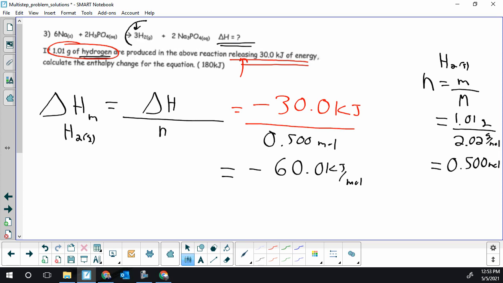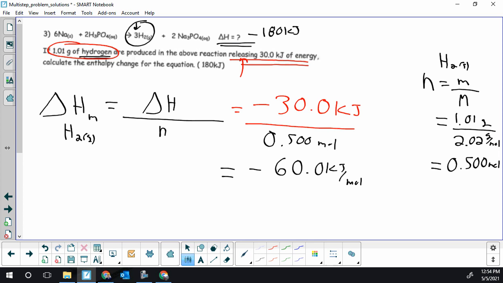Our equation has 3 moles of hydrogen in it. Every one of those moles is going to release 60 kilojoules. So the first one would be 60, 2 of them would be 120, all 3 of them would be 180 kilojoules released. So the enthalpy change for this reaction is going to be 180 kilojoules. And that is the energy released for the whole equation. For this recipe, when 6 sodium and 2 phosphoric acid units and 3 hydrogen units are created and 2 sodium phosphate units, that's the energy released.